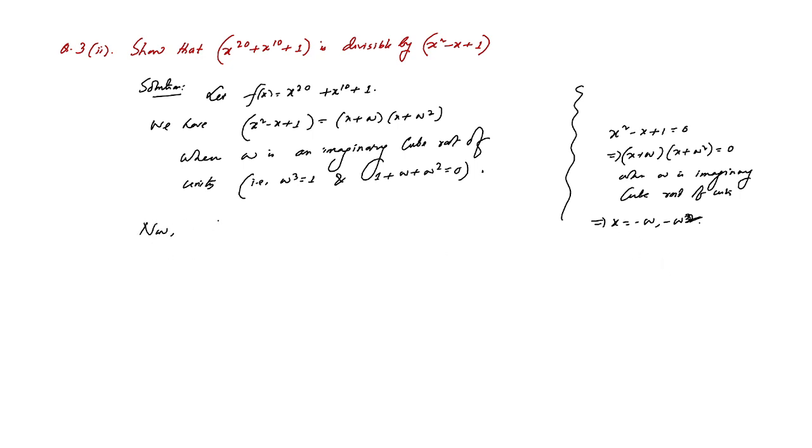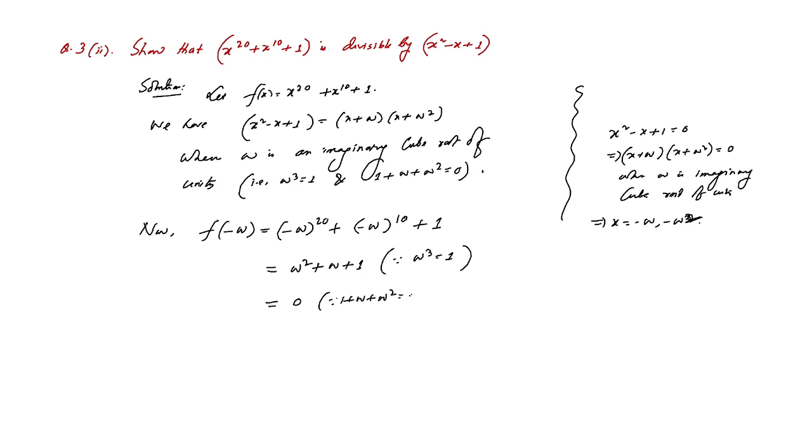So now what we will do? We will calculate f of minus omega. So that means (minus omega) to the power 20 plus (minus omega) to the power 10 plus 1. So we just calculate, you will get omega square plus omega plus 1, since omega cube equals 1. And this is basically 0, since 1 plus omega plus omega square is 0. So that means minus omega is a root. So by factor theorem, x plus omega is a factor of f(x).